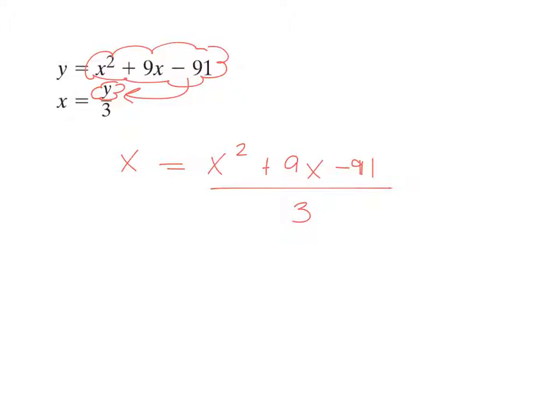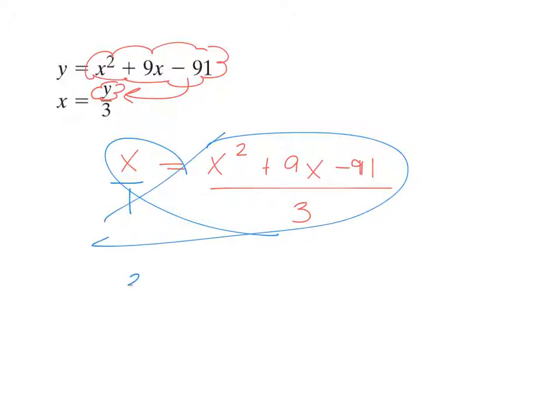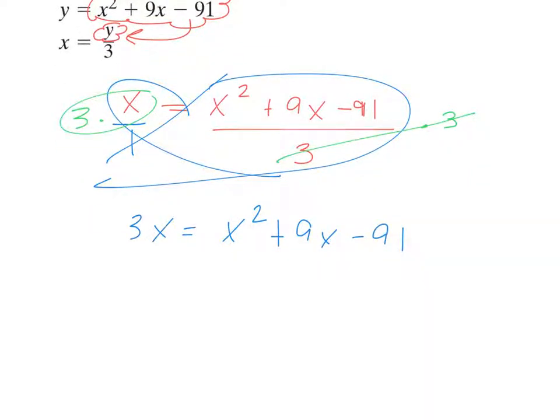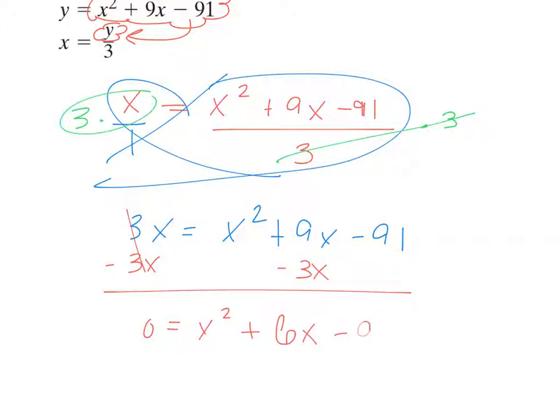What I can do now is multiply either side by 3, and these will cross out. Now you could also, instead of doing that, put this over 1 and cross multiply, getting 3x equals x squared plus 9x minus 91. Both methods of multiplying by 3 on either side and cross multiplying still get you the 3x and then the x squared plus 9x minus 91. Okay, so like in the previous examples, we want 3x to be moved over here so that x squared becomes equal to 0. So that gives me x squared plus 6x minus 91.